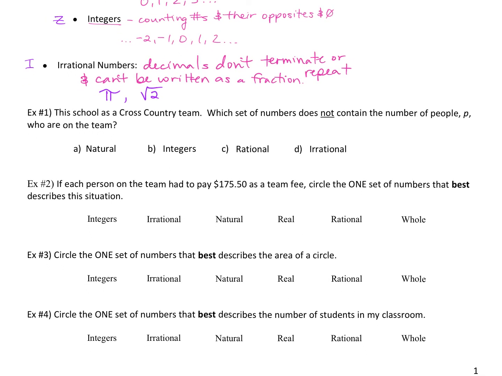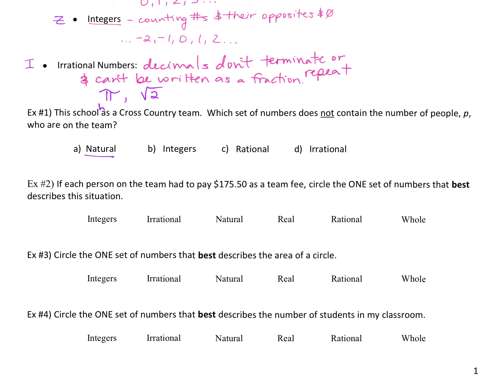Okay, so we're gonna just talk through 4 examples of this and then we're done. The first one says the school, it's supposed to say has, but it says as. School has a cross-country team. Which set of numbers does not contain the number of people who are on the team? What would you say? Natural, integer, rational, irrational? Irrational, right? You cannot have pi people on the cross-country team.